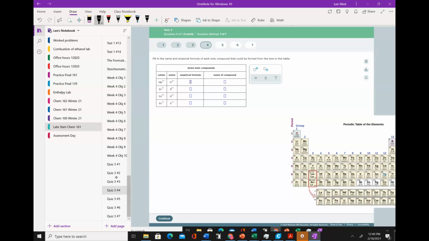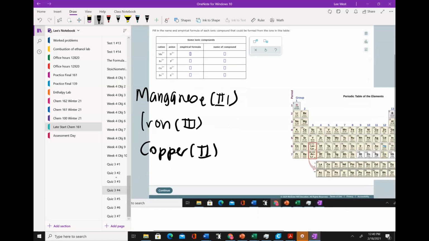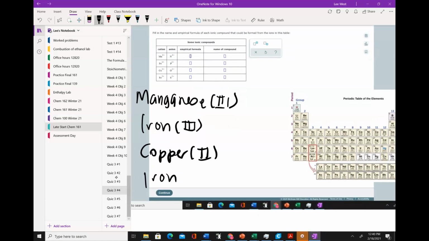So writing the name first, always write the name first. This is going to be manganese 3. This is going to be iron 3. This is going to be copper 2. And then finally, it's going to be iron 2.